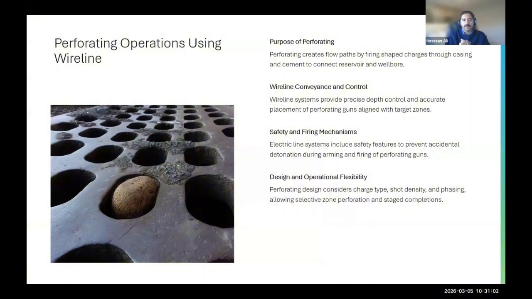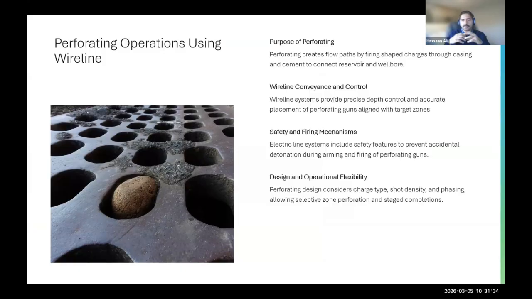Perforations using wireline. One of the things that we use wireline for is to make perforations. And perforations are these holes through which the oil and gas will come through the formation, enter the casing, and into the tubing, right? So perforating, and you can see this is a cross section of a perforating gun. Perforating provides flow paths by firing shaped charges through the casing and cement to connect the reservoir and the wellbore.